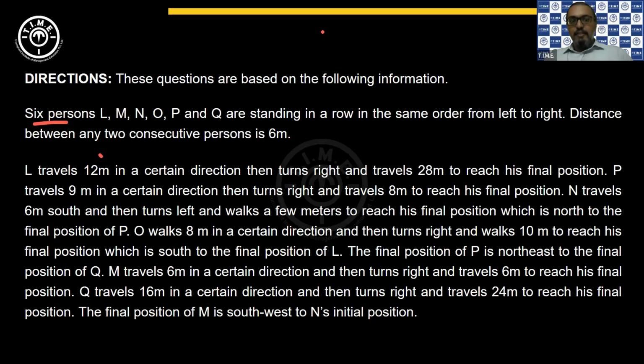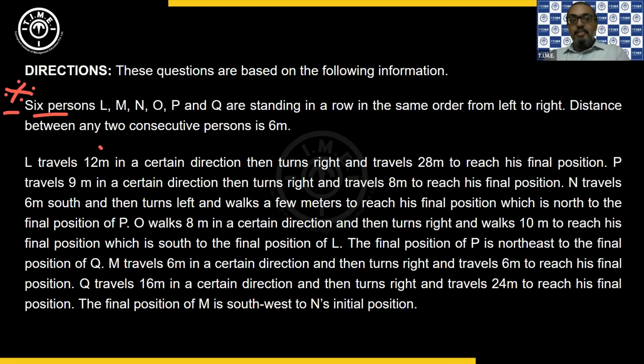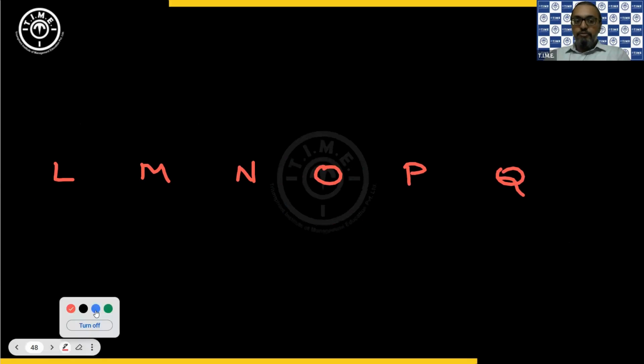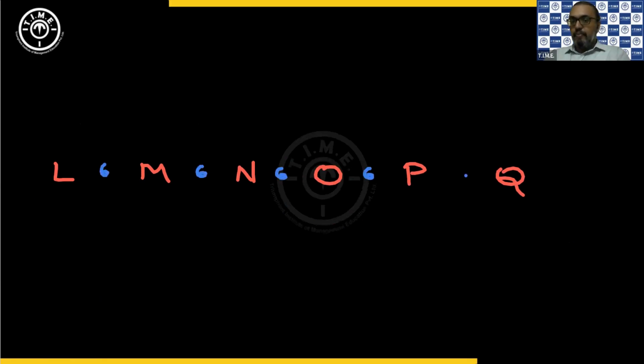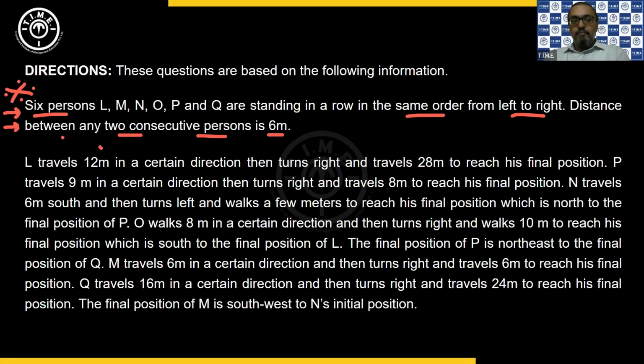Okay. Right. So here he says 6 persons, L, M, N, O, P, and Q are standing in a row in the same order from left to right. And he says the distance between any two consecutive persons is 6. So like this, we have to take L, M, N, O, P, Q. And the distance between them is 6.